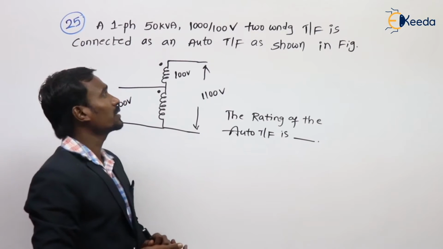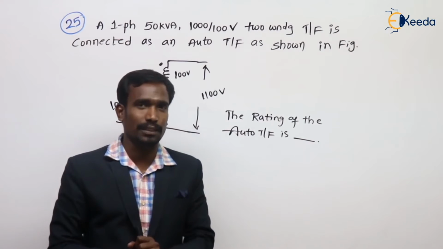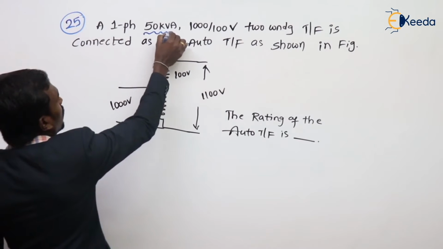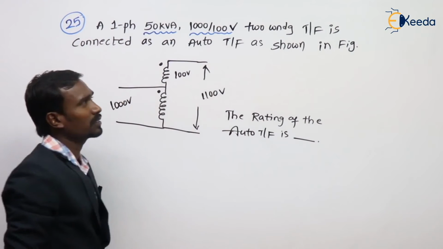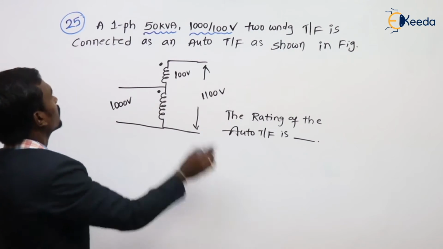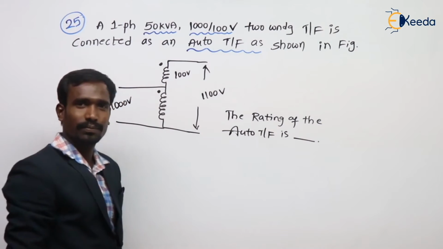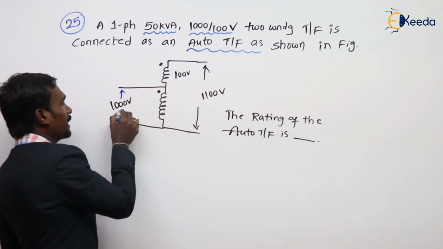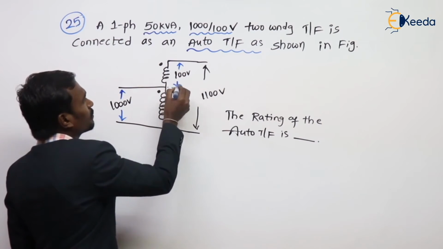Understood? In this video, the problem on the auto transformer, which is very important for competitive exams. Let's see here. A single phase 50 kVA 1000 by 100 volts two winding transformer is connected as an auto transformer as shown in the figure. Like this. See, this is the 1000 volts winding and this is the 100 volts winding.